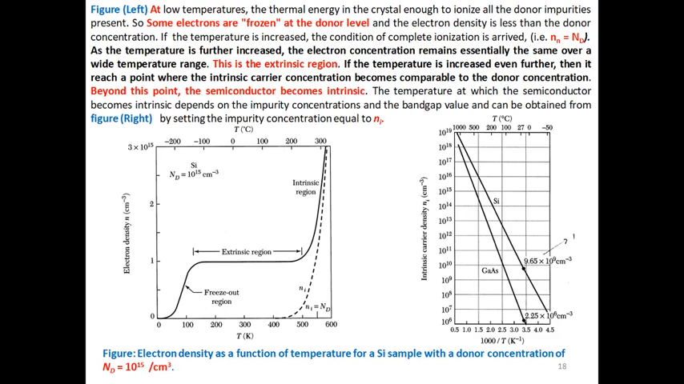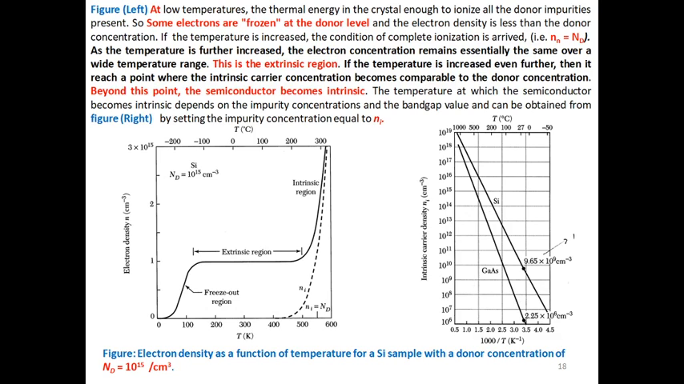That is the first region, that is a frozen region. Second is the extrinsic region, and third one is the intrinsic region. No doubt it is a function of temperature. Means if you see in the first region, that is the freeze-out region, or we call it frozen electrons, at low temperature.